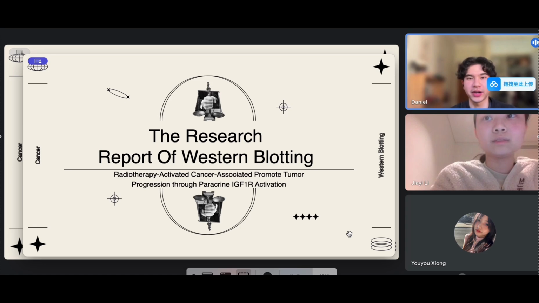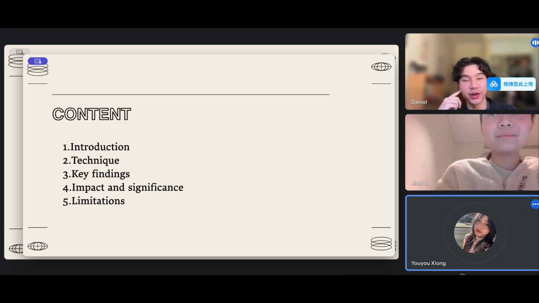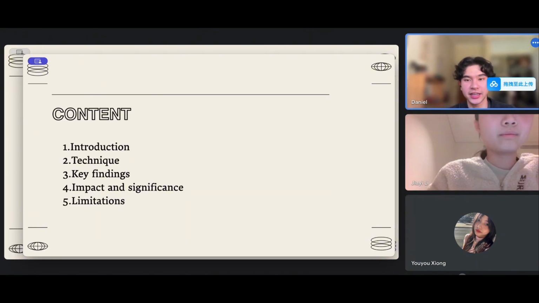Today we'll be speaking about radiotherapy's effects on cancer-associated fibroblasts of colorectal cancer and how Western blotting was used to study it. We'll be going through an introduction, technique, key findings, impact and significance, and limitations.